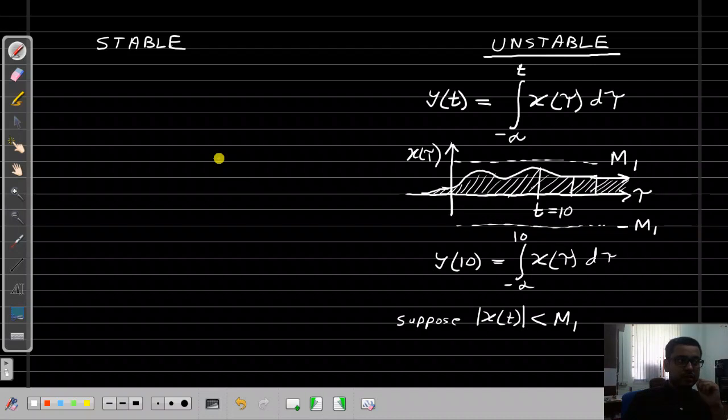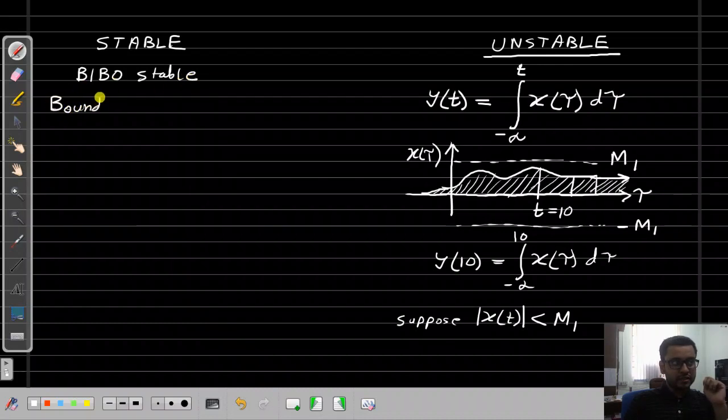Now these stable systems are called BIBO stable systems. BIBO stands for bounded input, bounded output.